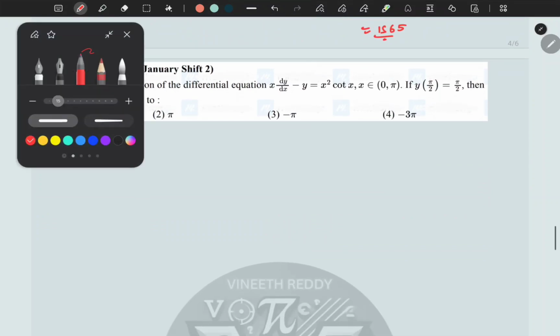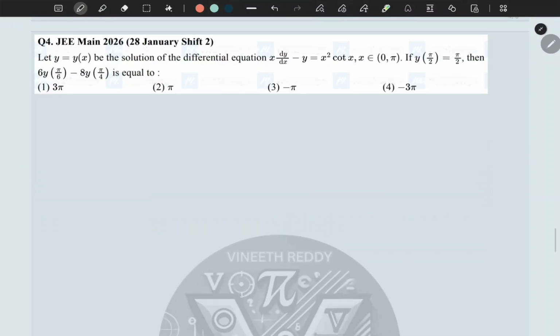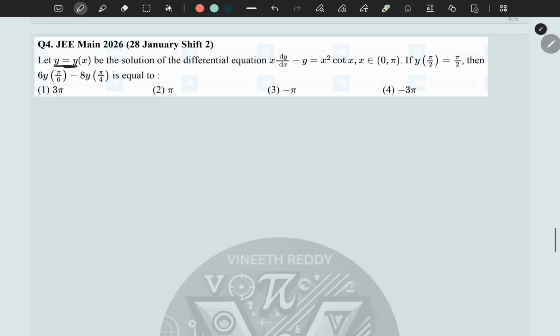Yeah, so the next question says, let y = y(x) again be the solution of the differential equation. So, dear students, you can try this question with this method. Method 1 is simply to divide by x: dy/dx minus y/x equals x cot x. You can try it this way also, as we have done in the previous questions. Now I will be doing it in a different way.